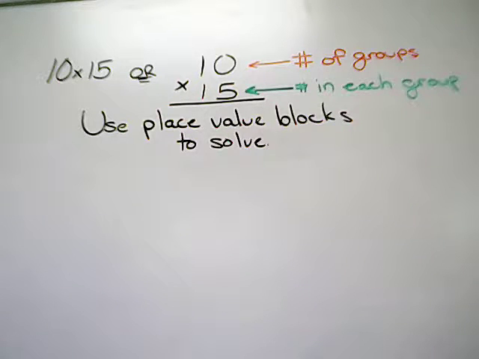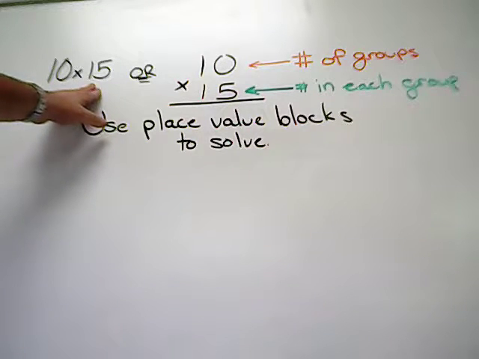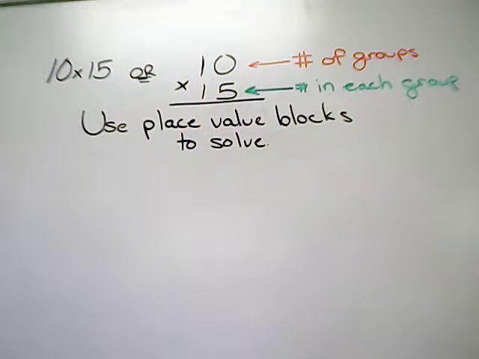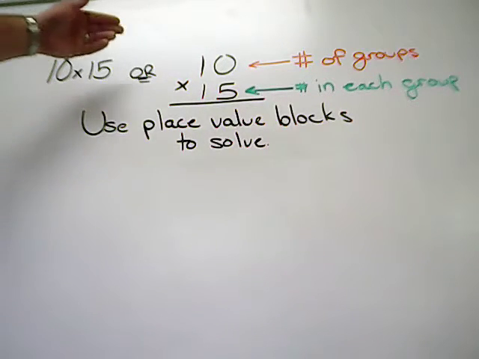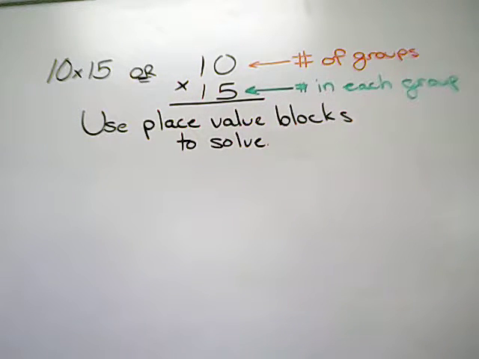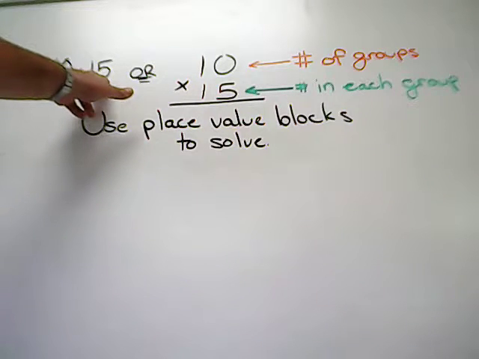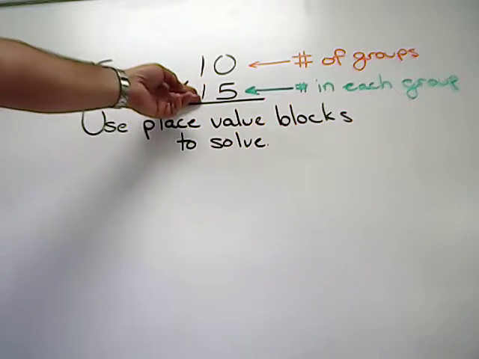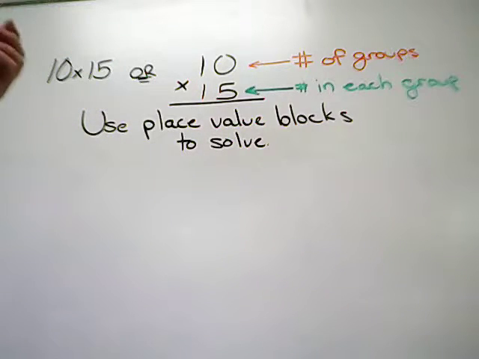What I have here is the same problem written two ways. 10 times 15 I have written sideways, and 10 times 15 I have written up and down. The placement of each factor here is important in drawing our picture with our place value blocks. The first factor, 10, or the top factor, 10, is going to tell me how many groups I need to make. The second factor, in this case 15, as well as the bottom factor, again 15, is going to tell me how many place value blocks I need to draw in each of these groups.